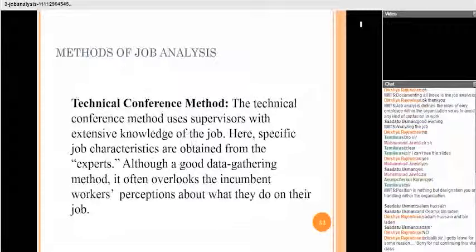Technical conference method. The technical conference method uses supervisors with extensive knowledge of the job. Here, specific job characteristics are obtained from the experts. Although a good data gathering method, it often overlooks the incumbent workers' perceptions about what they do on their job.